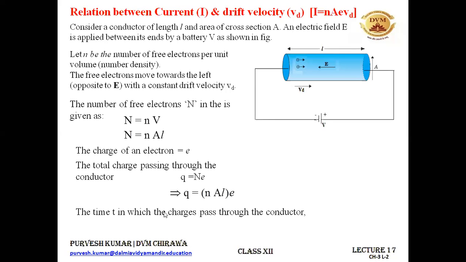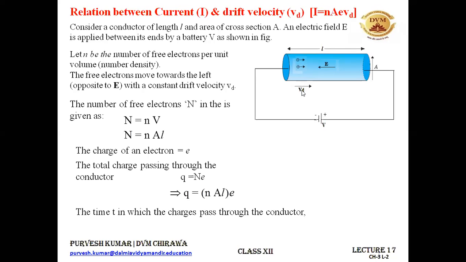Now, the time period T in which the charge passes through the conductor. See, the electrons are over here and they will be passing through this conductor. They will be covering a length L because L is the length of the conductor. And that L distance will be covered by the electrons in time T. All right. And the velocity of these electrons is Vd. They are drifted with a drift velocity Vd.